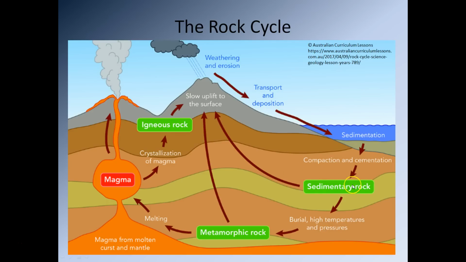Now, one of a couple of things can happen to that sedimentary rock. It can be uplifted above sea level, it can be eroded to produce more sediment that gets transported, deposited to produce a new sedimentary rock.